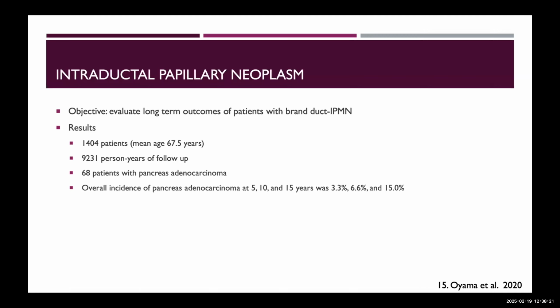This study in Japan looked at 1,400 individuals with 9,000 person years of follow-up. 68 individuals developed pancreas adenocarcinoma. And the overall incidence of pancreas adenocarcinoma for all branch duct IPMNs of all flavors of varying sizes and worrisome features at 5, 10, and 15 years was 3, 6, and 15%. So not low when you look at this particular study.